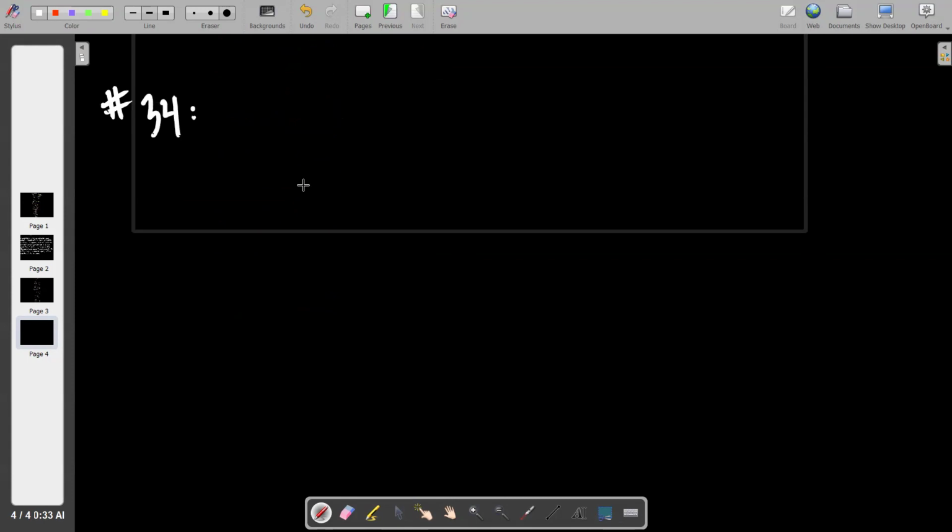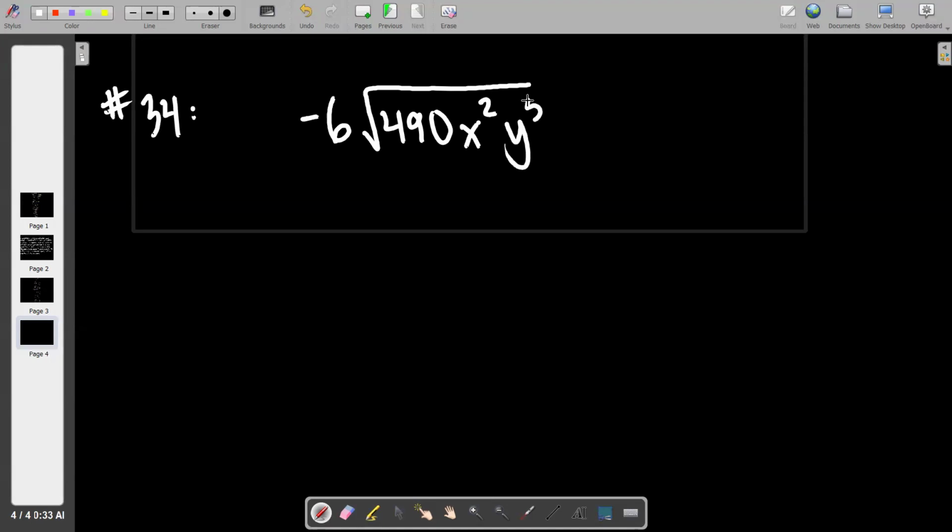So number 34 is a good example because it has a little of everything. It starts with an already jailbroken number, which is great. And then on the inside, we have a number 490 that is not red list material. So this is good practice for us. And then we have a nice x to the even and a nice y to the odd. So this is a great sampler platter for us. So how are we going to start by breaking down this number 490?